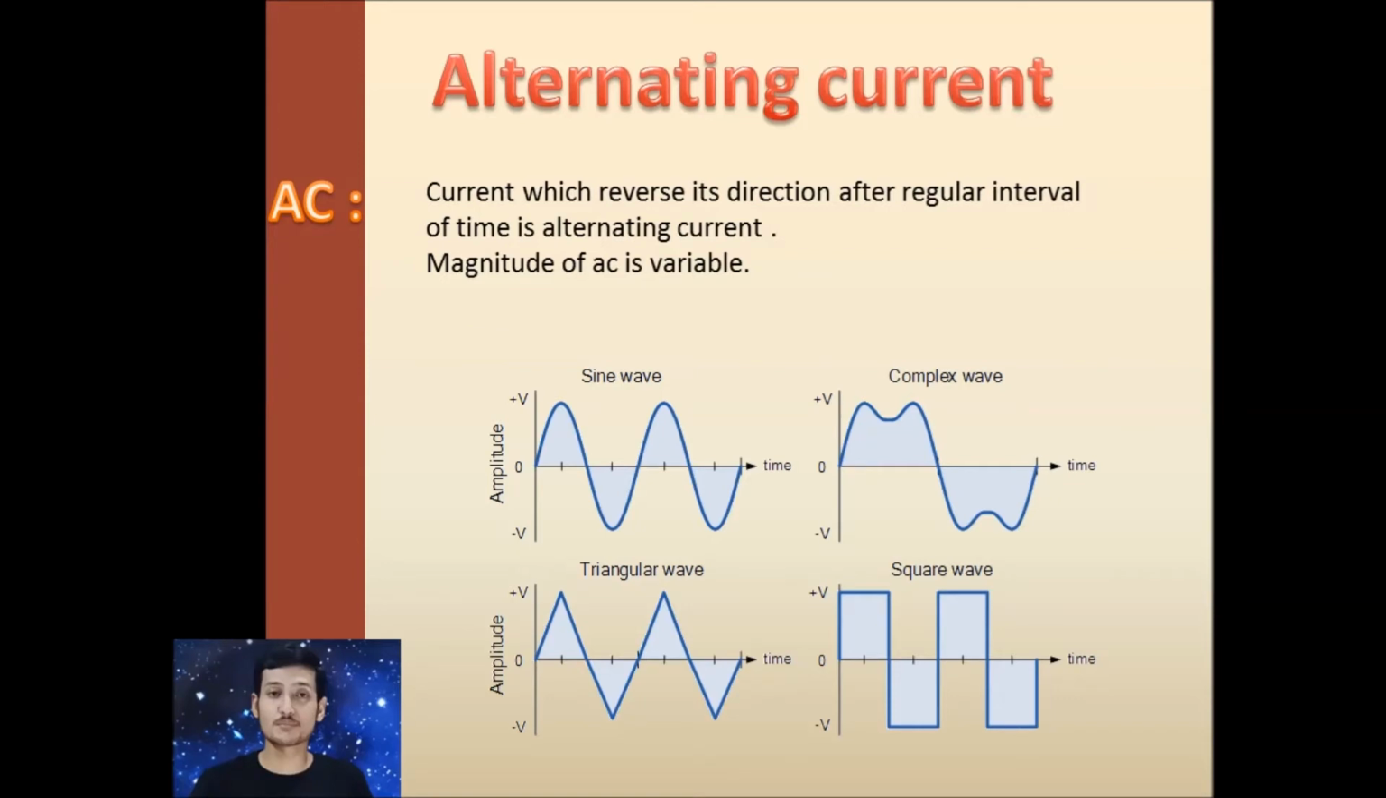So one cycle comprises of two things, one positive cycle and one negative cycle. A complete cycle has two half cycles, one is positive and one is negative. This one positive and negative segment completely is known as your one cycle.